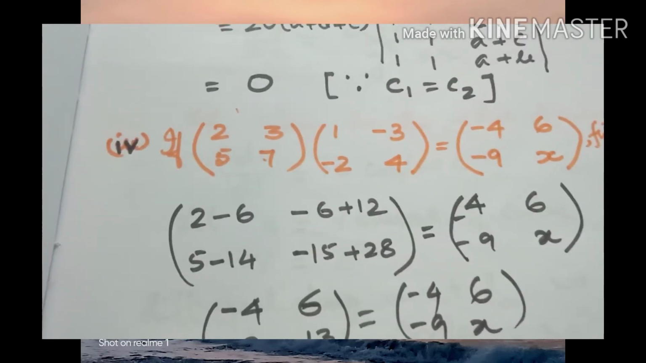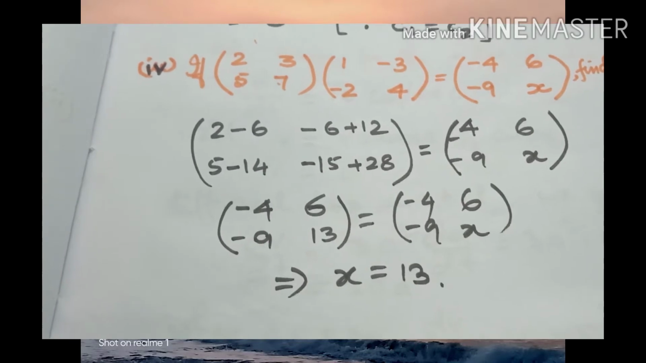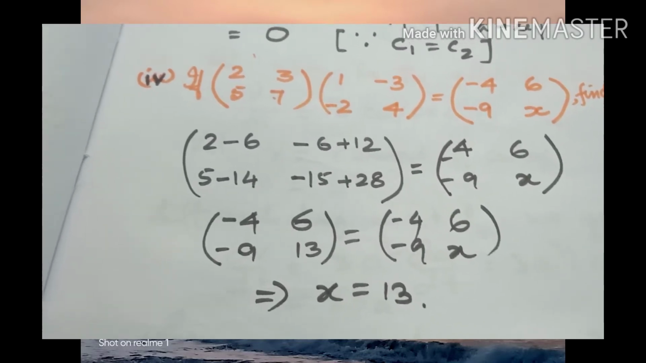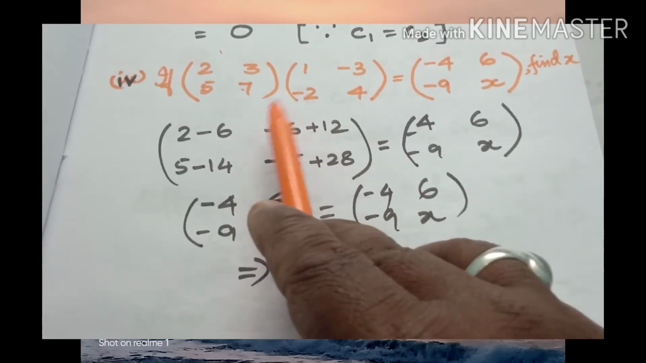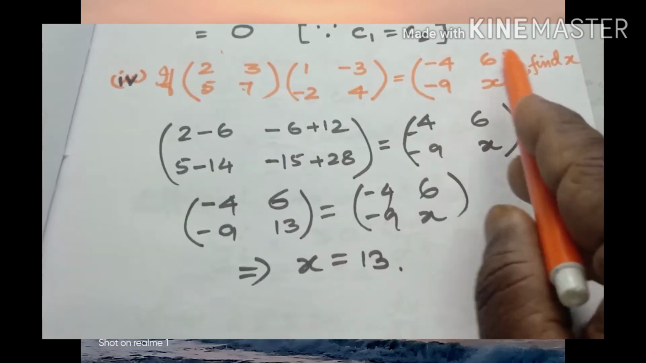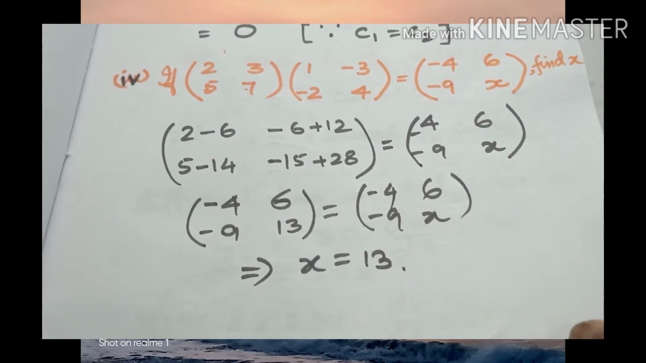The part 4 question was very easy. I should not go into so much detail. We have to just multiply both the matrices on the left hand side and equate it. We get x is equal to 13. Part 5.